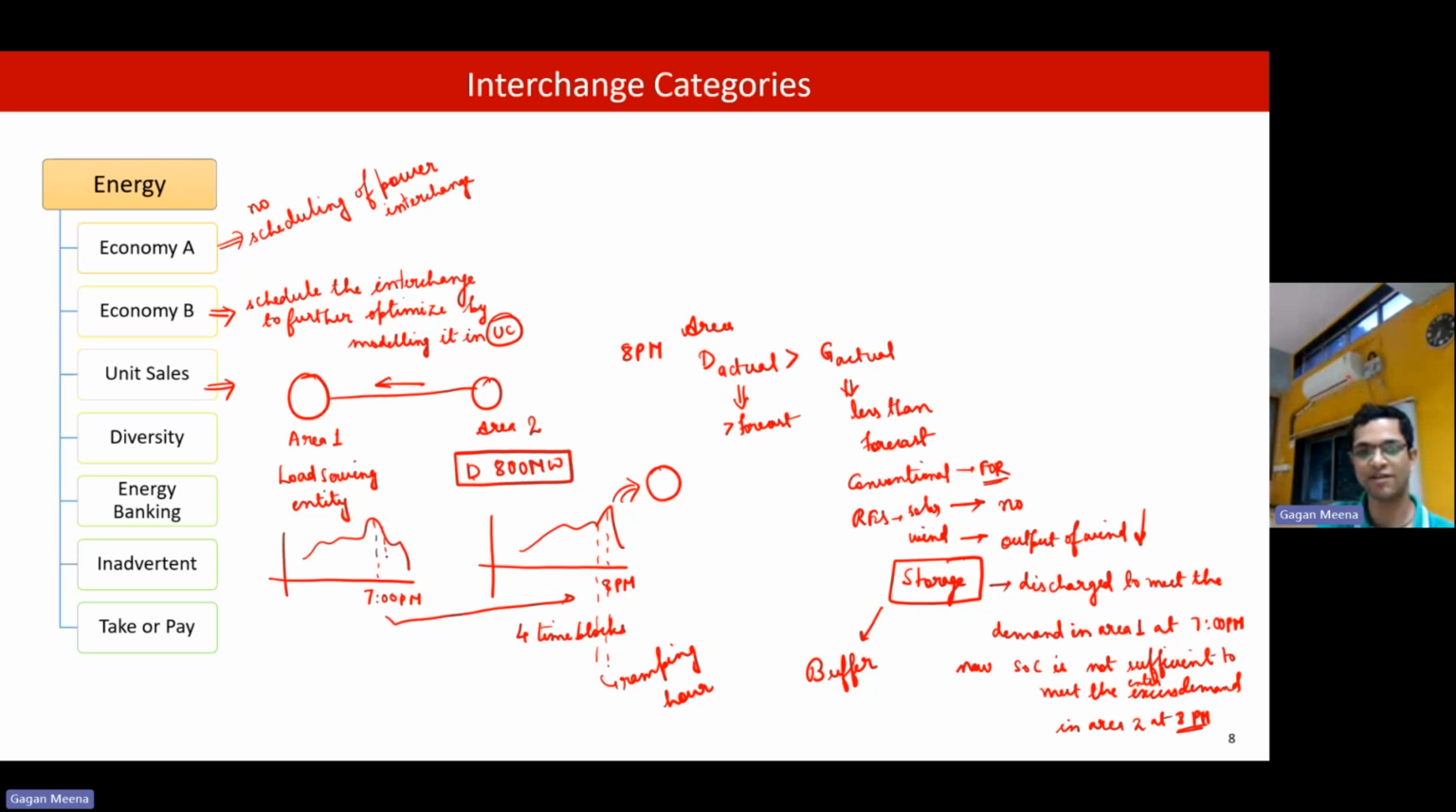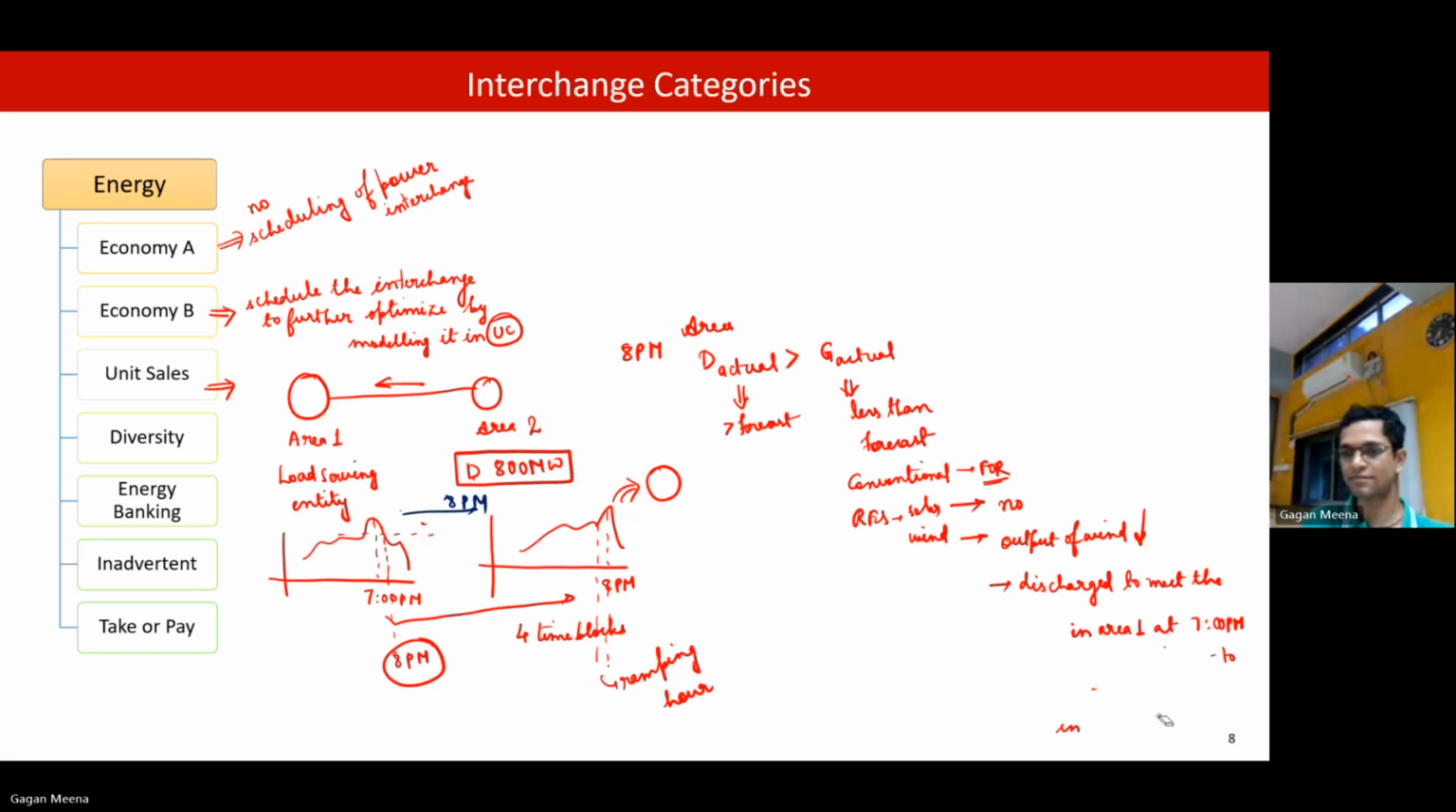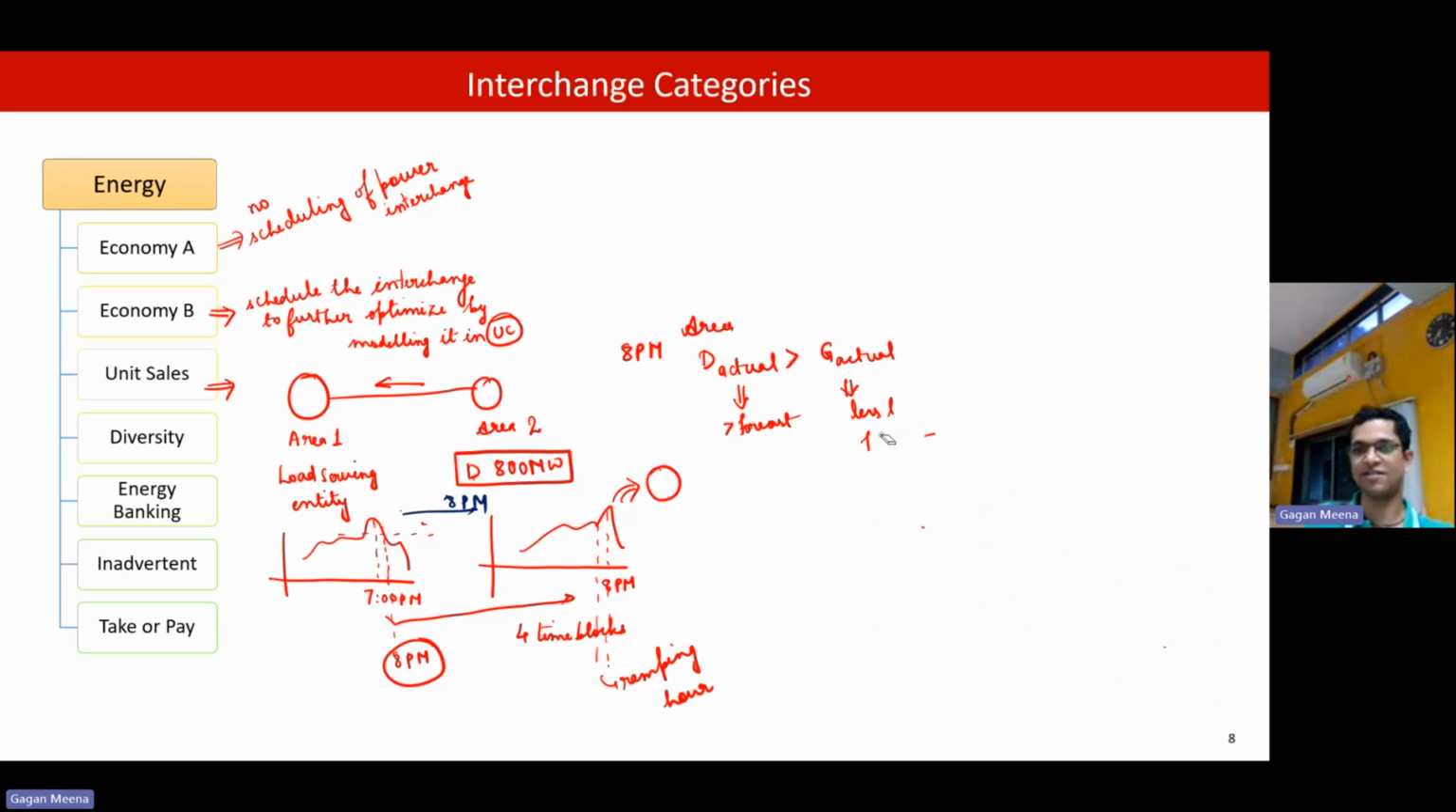Now area 1 can do that because here we see at 8 p.m. the load is less in area 1. Hence very less. Let's say it is around average. It can easily supply. The area 1 can easily supply the load, the demand in area 2 at 8 p.m. So this is how the diverse areas, when two areas with peak demand occurring at different times are connected, they can help each other to meet their peak demand with a very high reliability. This is a very good use case of interchange or interconnections.